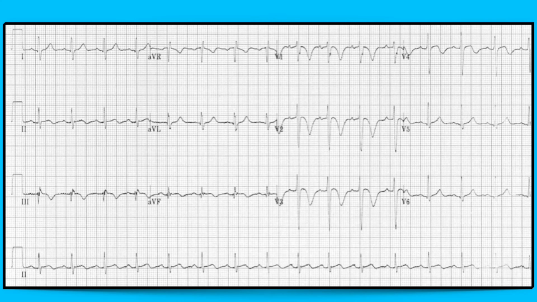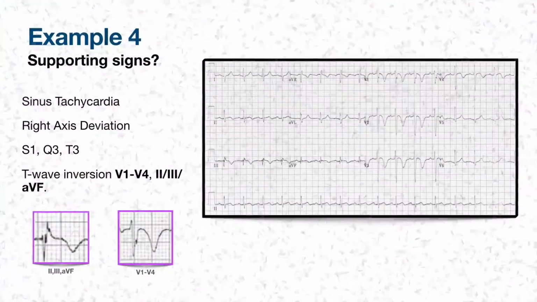So let's look at this fourth example. What do we notice about the rate? Are there any T wave inversions? How wide are the QRS complexes? Where are our T wave inversions? Do we have it in lead 3 and V1? Is there any ST elevation? Is there a right axis deviation? Is it normal axis? Are there any supporting signs?